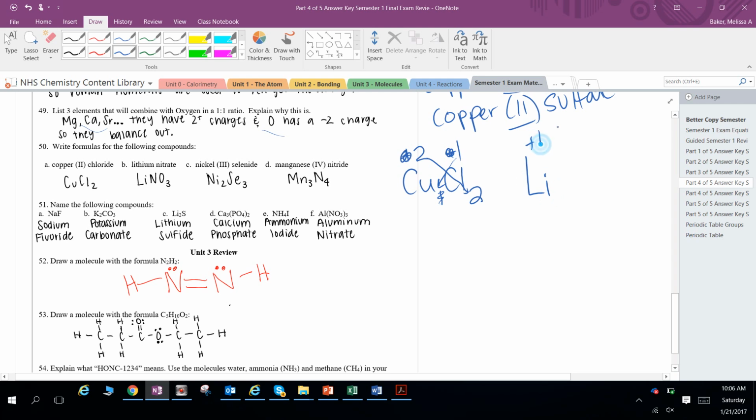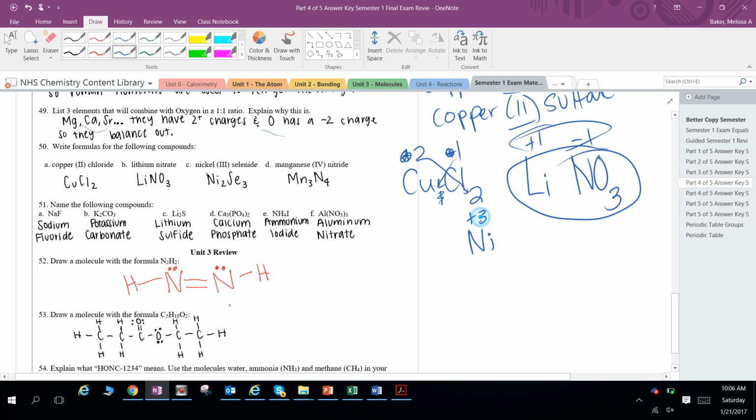Lithium is a +1 charge. You can look that up on the periodic table. And nitrate is one of those special polyatomic ions. That entire thing has a -1 charge. If these add up to 0, they cancel out and you can just write the compound.